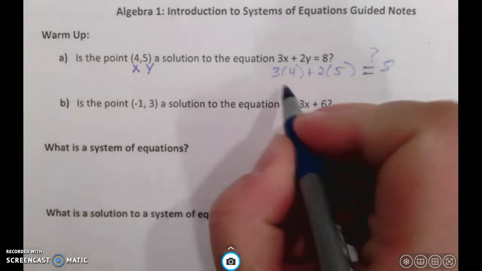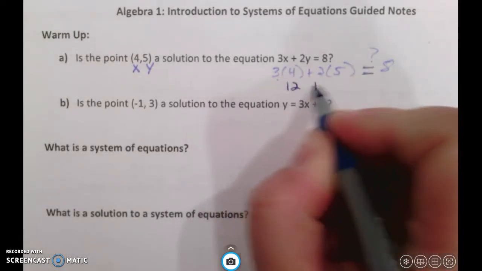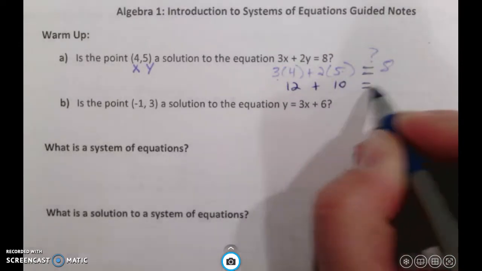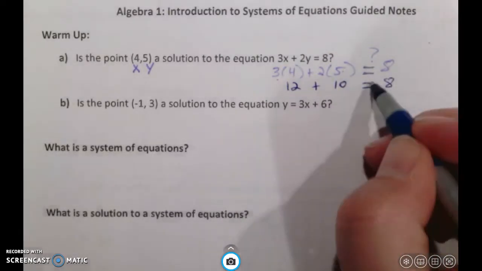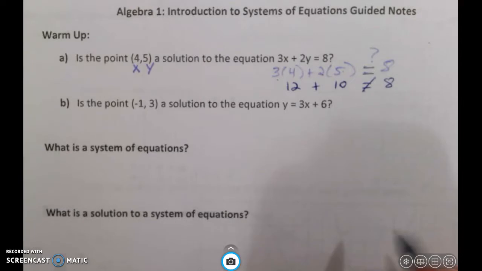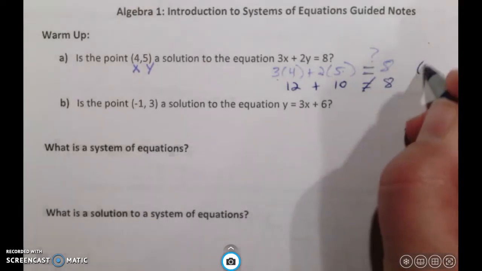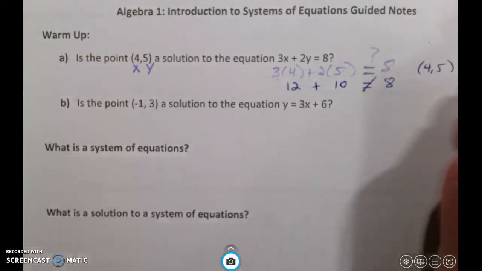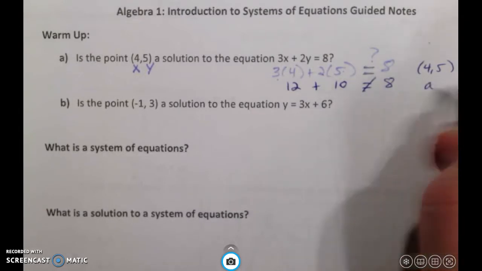Okay. Here we go. 3 times 4 is 12, plus 2 times 5 is 10. Does that equal 8? And the answer is no. It does not equal 8. So therefore, (4, 5) is not a solution.